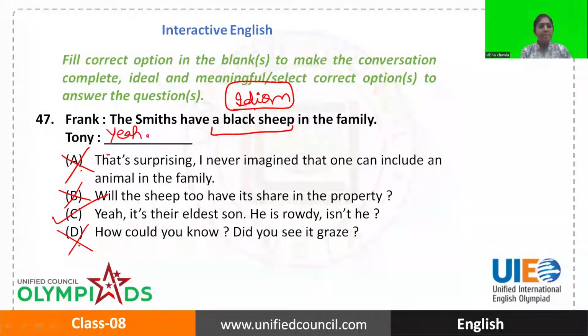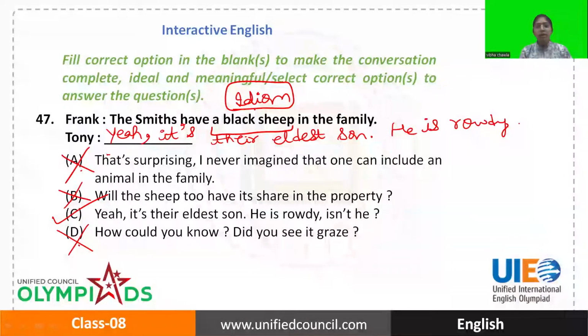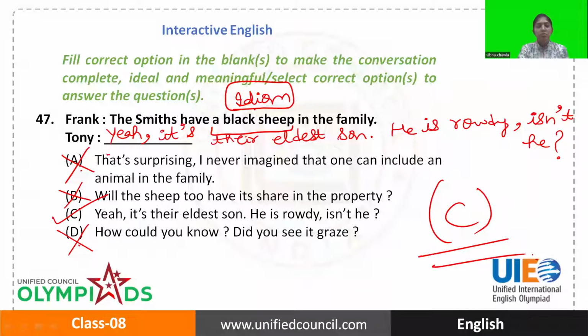Yes, it is their eldest son. He is rowdy. Okay, so the black sheep in the family is their eldest son, according to Tony. He's saying that he is rowdy, then confirming the same using a question tag, isn't he? So what is rowdy? Rowdy means a person who makes a lot of noise or is likely to cause trouble, like rowdies and troublemakers. It is option C.